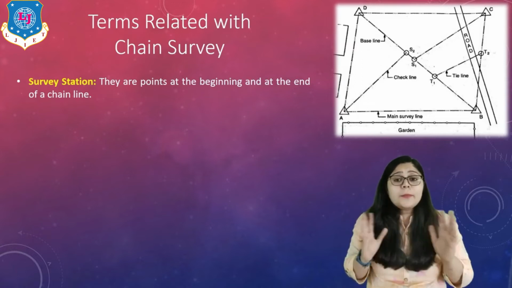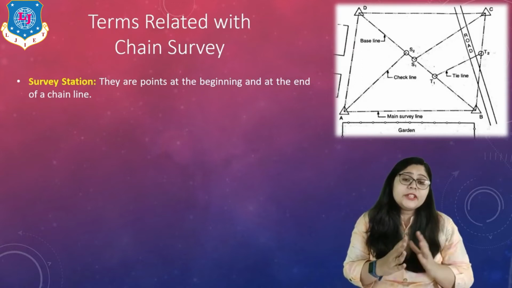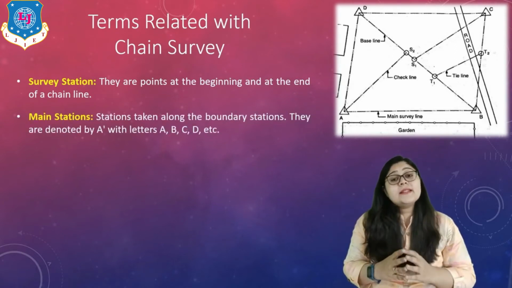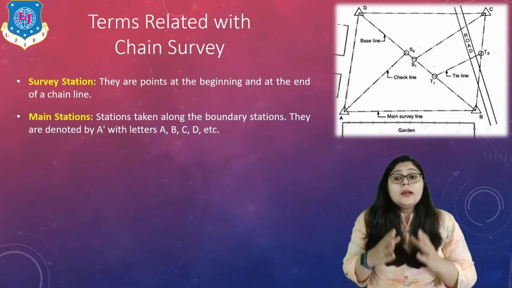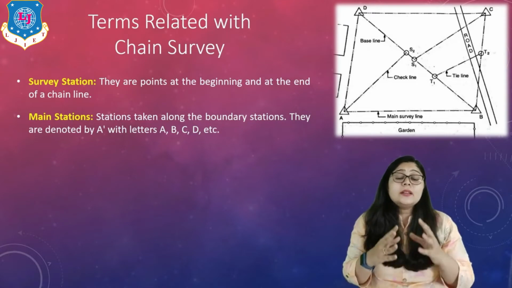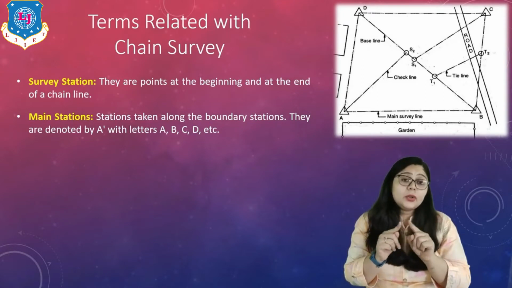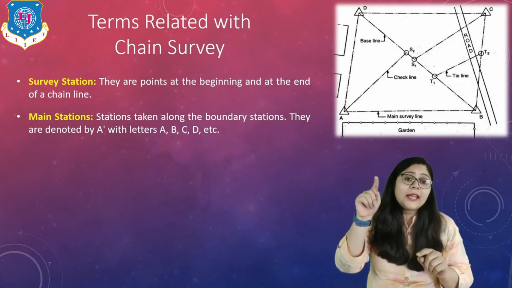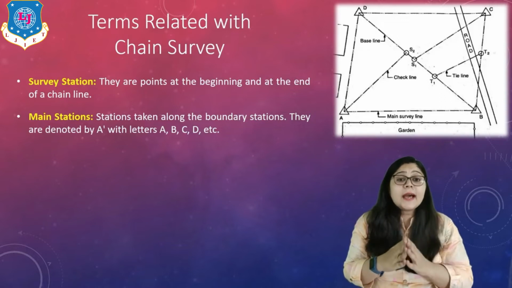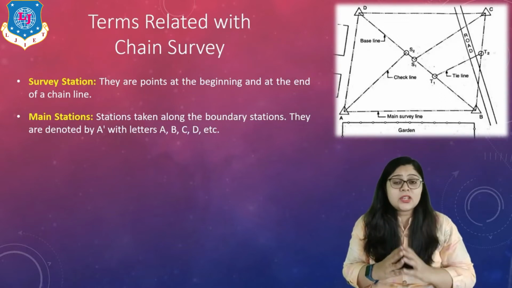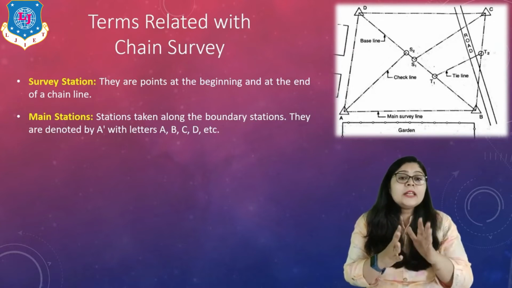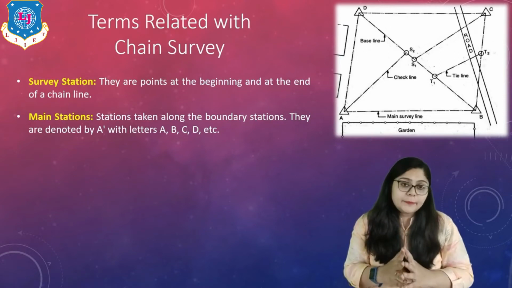It means all the points at the beginning or at the end of the chain line are considered survey stations. Next are the main stations. These are stations taken along the boundary, denoted by a triangle. You can see in the figure that in the triangular shape we have marked points like A, B, C, D. They are our boundary points or main stations, inside which we are going to survey the linear measurement for that particular plot area.